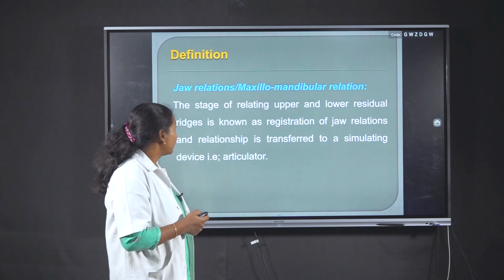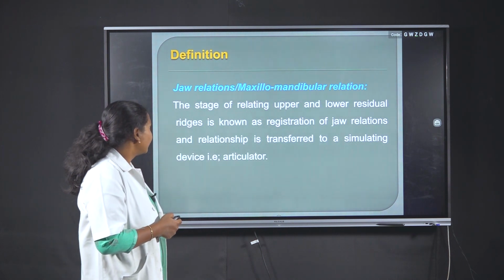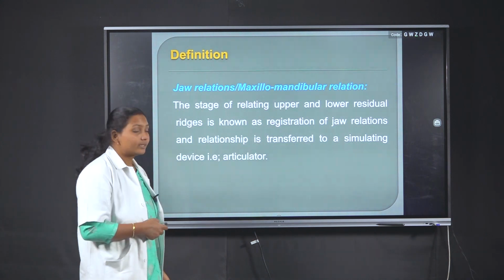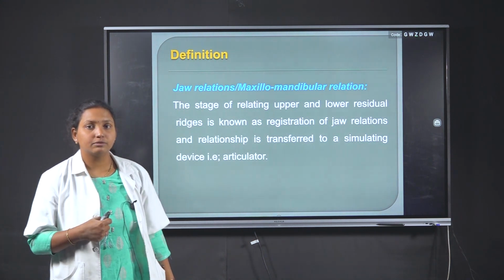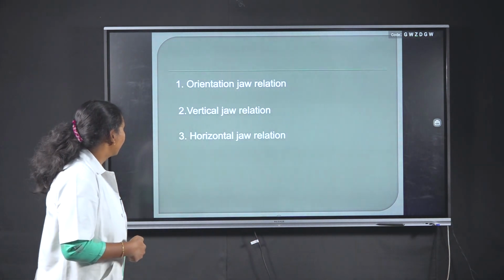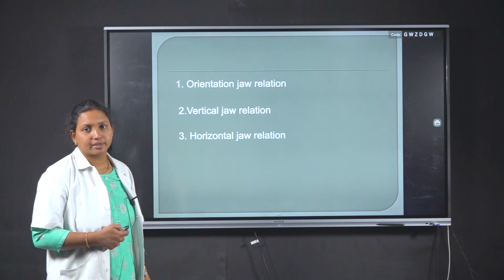The stage of relating the upper and lower residual ridges is known as registration of jaw relation. And after recording the jaw relation, what will we do? We will transfer this jaw relation to the articulator. So these are the three types of jaw relations.